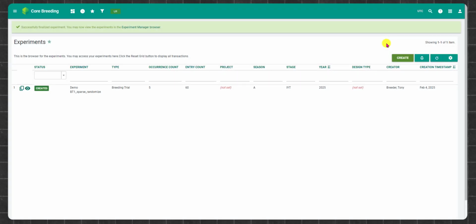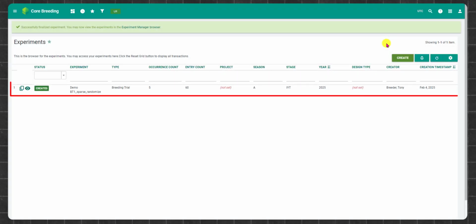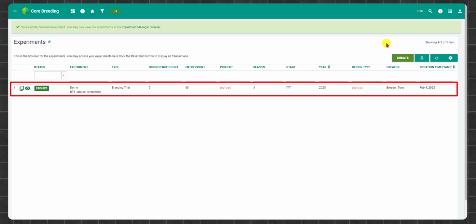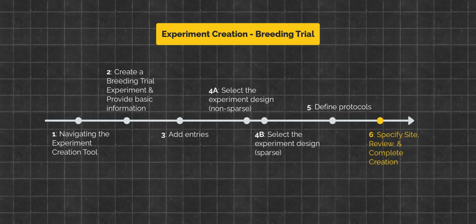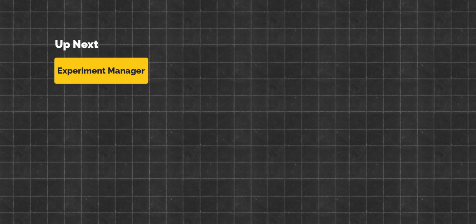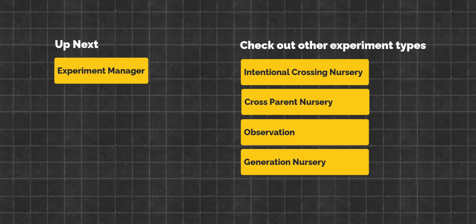The page refreshes to the Experiment Creation Data Browser, where we can now see our experiment listed in the system, with the status created. That's the last step in creating breeding trial experiments in EBS. You can now move to the Experiment Manager tool or explore other experiment types.